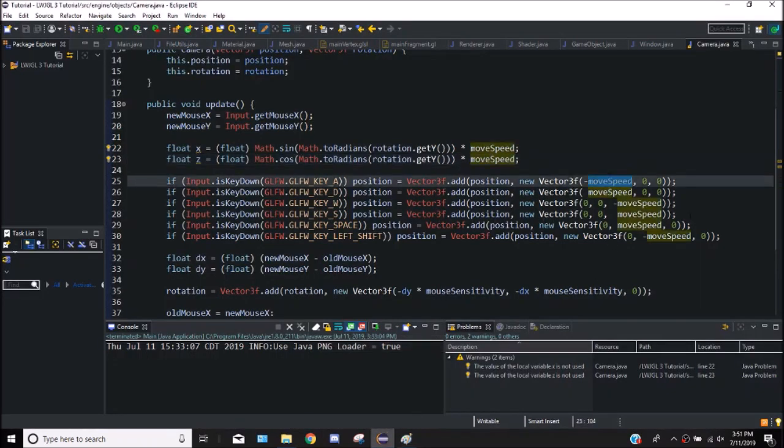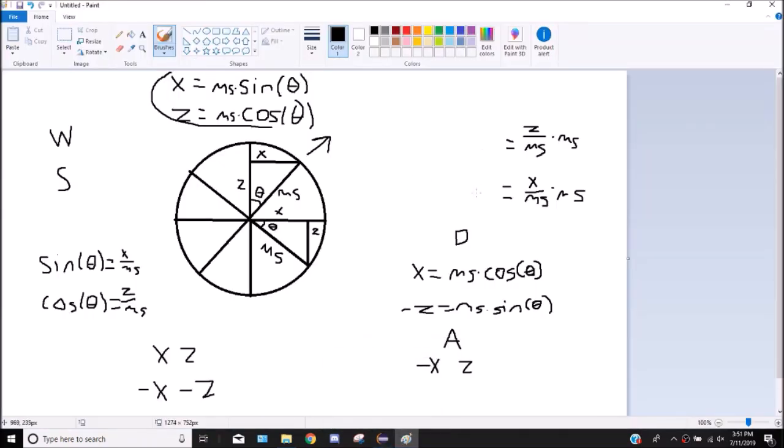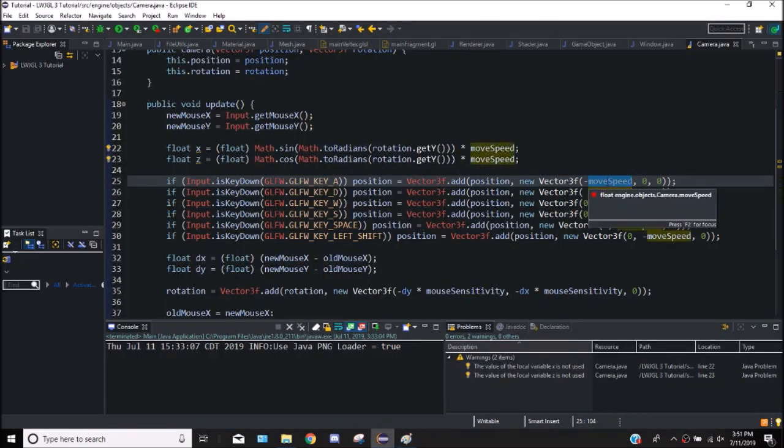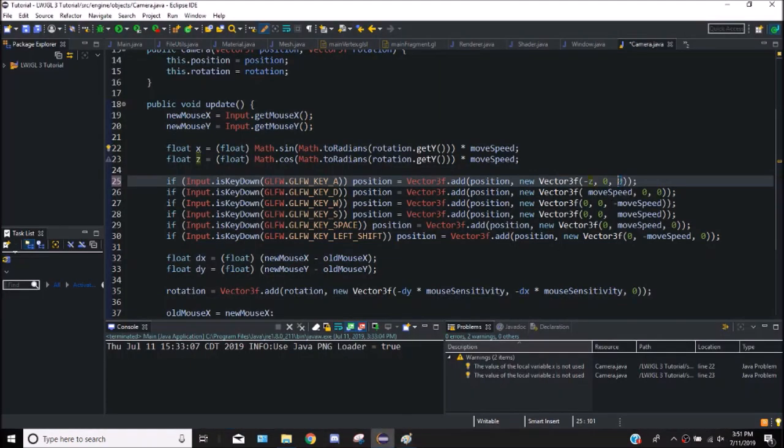Okay, so a little discrepancy. As you can see, for these side values, the cosine and sine are actually switched. So instead of saying X for this, we need to say Z. And for A, it has to be negative. And then for here, it has to be X. And then for D, same thing, except opposite. So Z, negative X. And so that is our side values done.